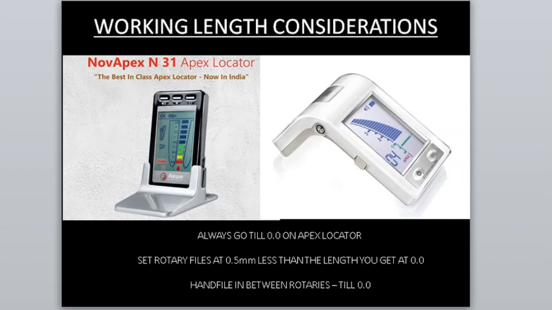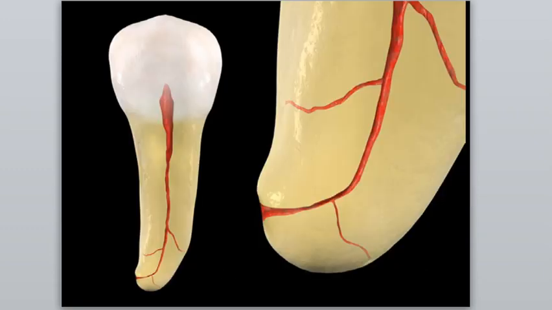Use hand files in between your rotaries till 0.0. That way you can maintain the patency, but do not use the mark 0.5 or just the first line or second line on the green zone, because you need to clean right till the end.